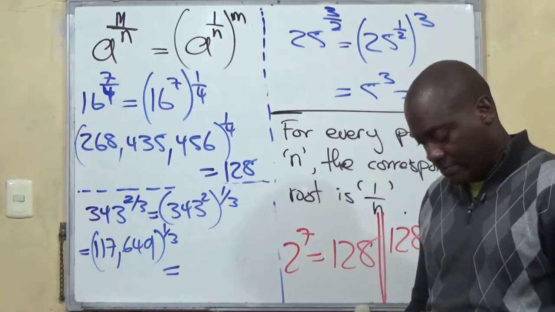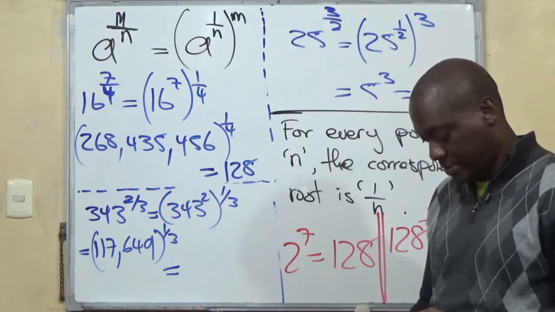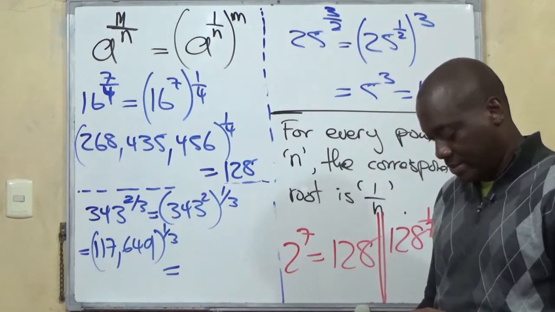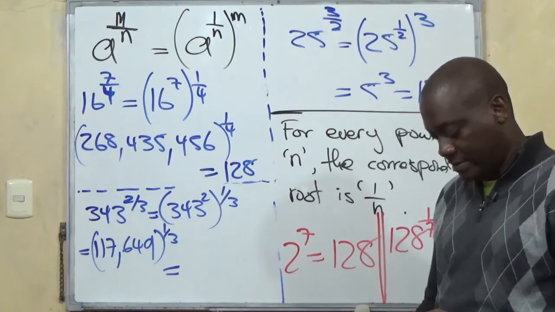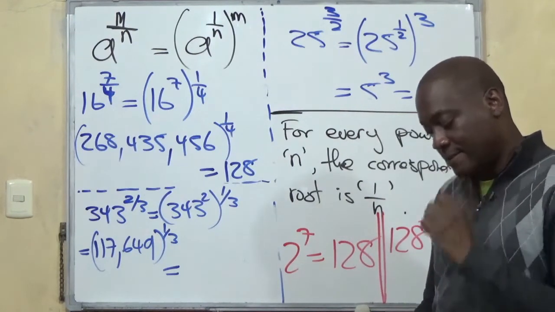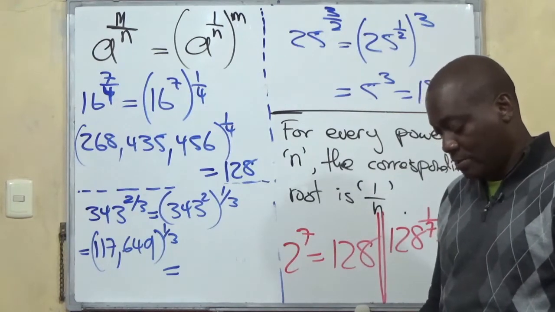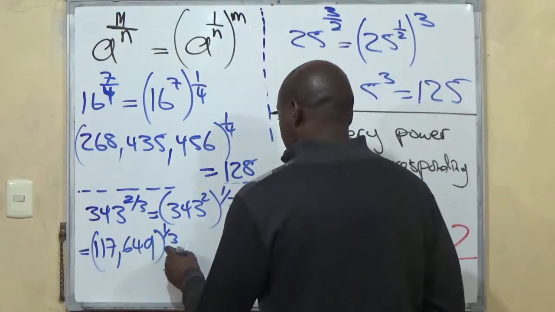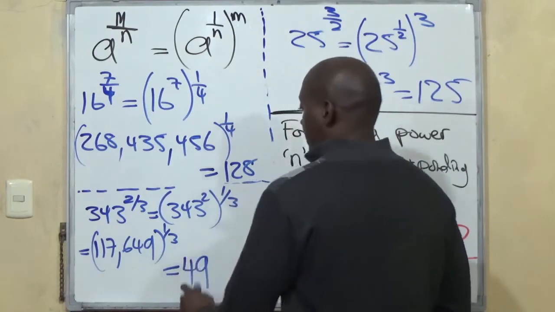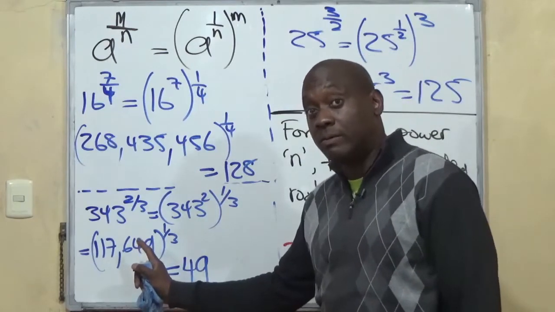117,649 to the power of 1 over 3 is equal to, boom, 49. Just as we had forecast, it is equal to 49. So again, you saw the difference between this and what we had before.